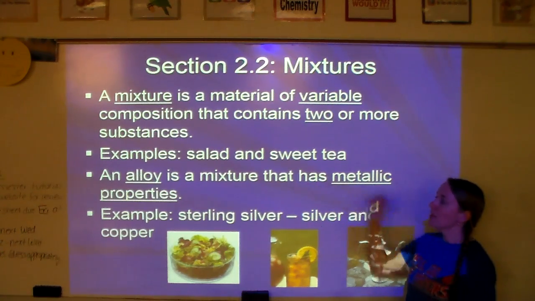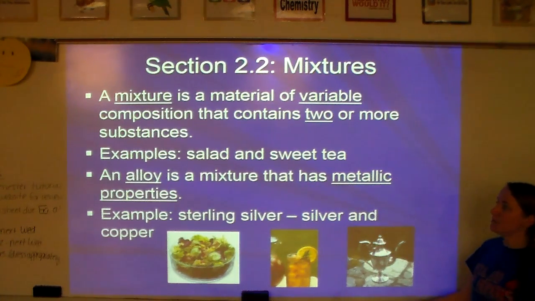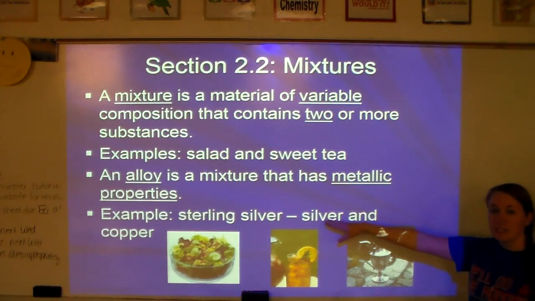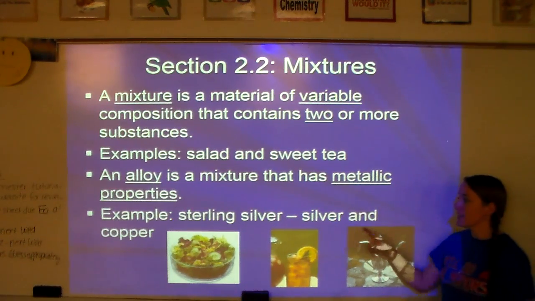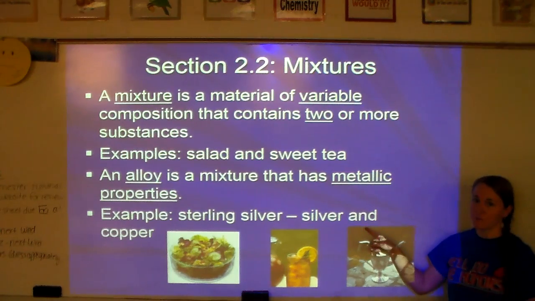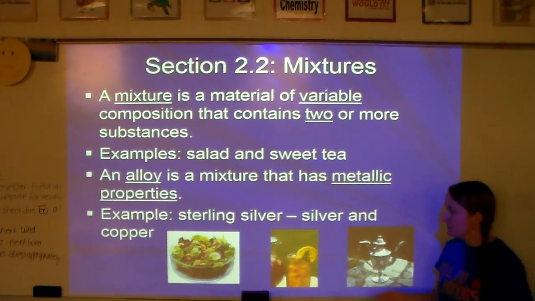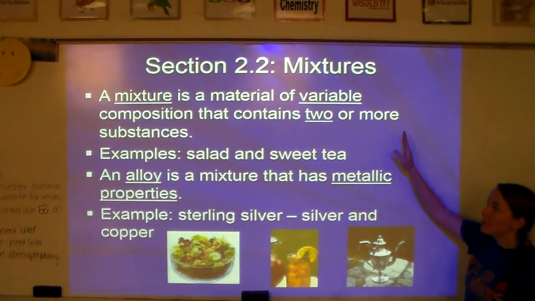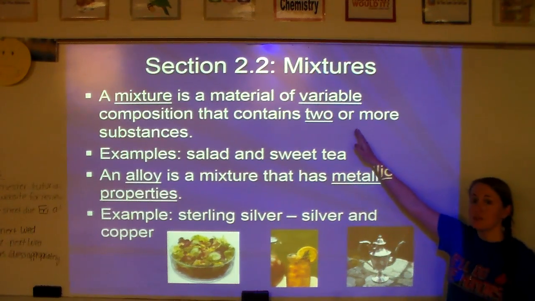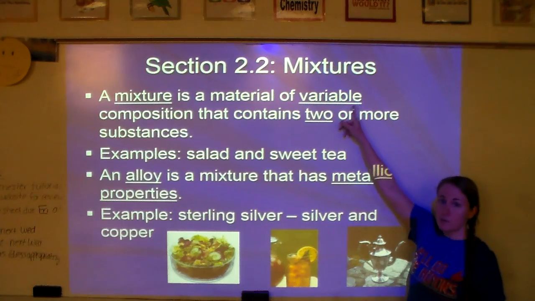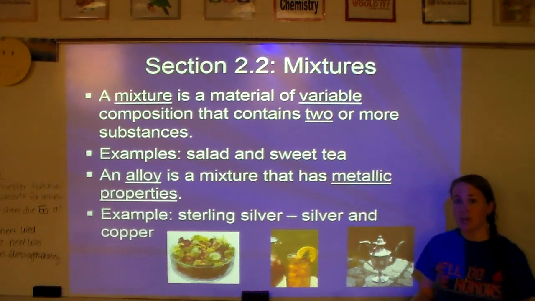All right, now an alloy is a special type of mixture that has metallic properties. So an example would be sterling silver. Sterling silver is actually made of silver and copper, okay, and they're mixed together, and then we call that sterling silver. All right, so the important thing about mixtures is it's more than one thing mixed together, and it has a variable composition. So let's talk about the two types of mixtures.